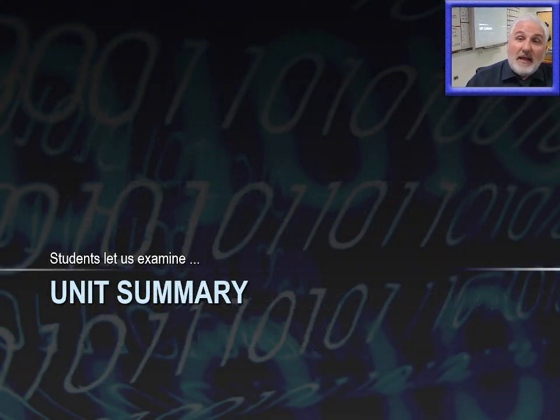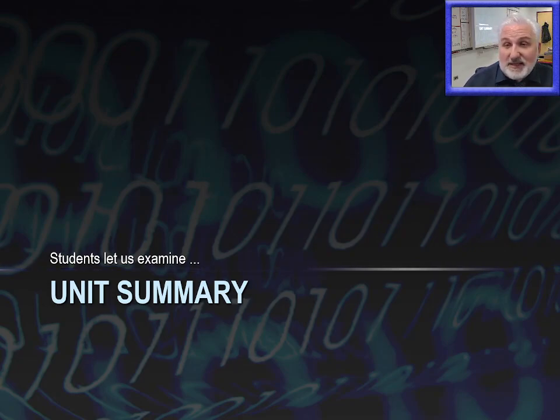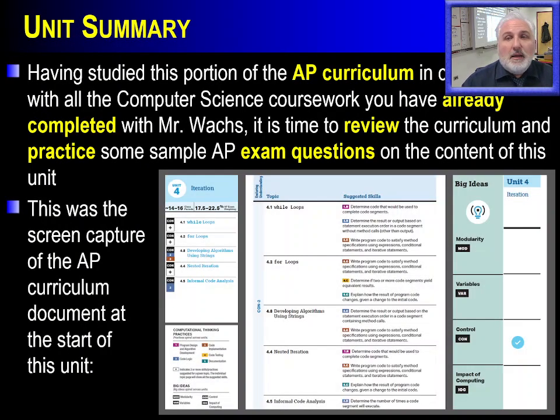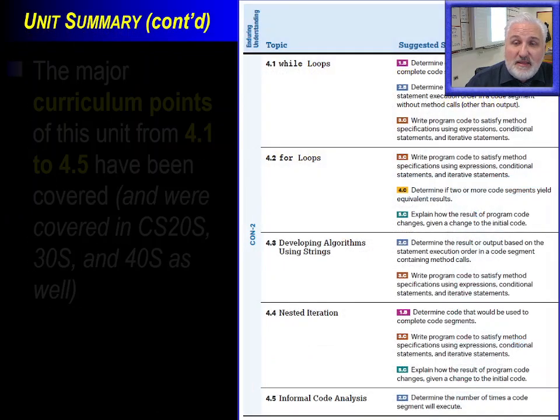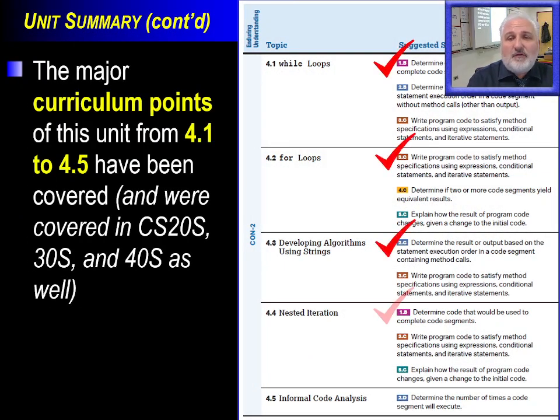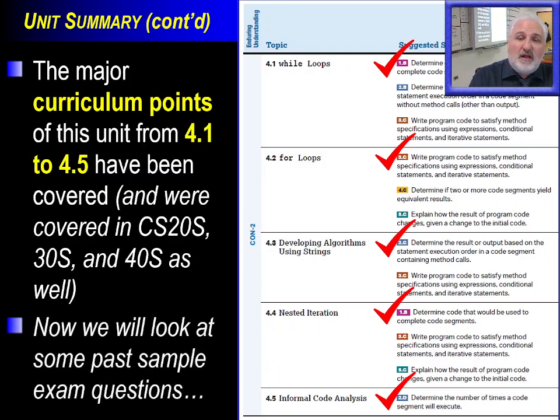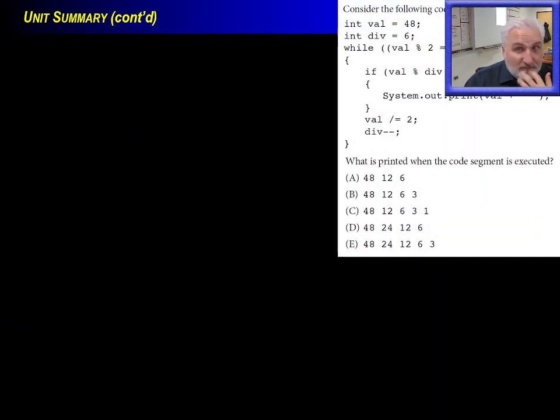All right, let's summarize this section on iteration. Having studied this in the AP curriculum, having seen the snippet from the AP curriculum and broken down the vocabulary and stuff like that, we covered the while loop, the for loop, developing algorithms using strings, nested iteration, and informal code analysis. Now let's take a look at an example AP exam question that would be covering this type of content.